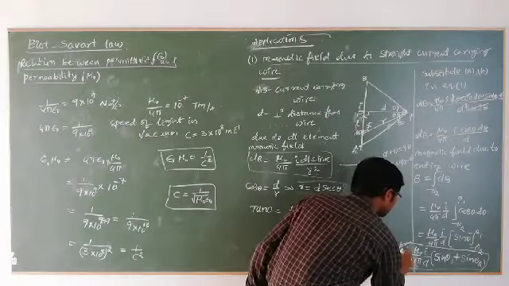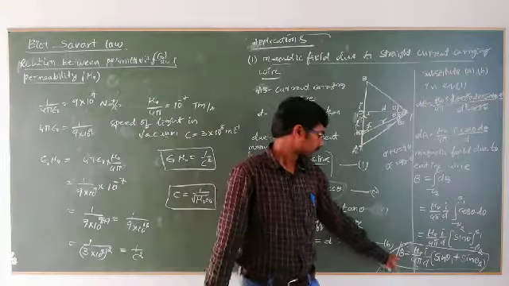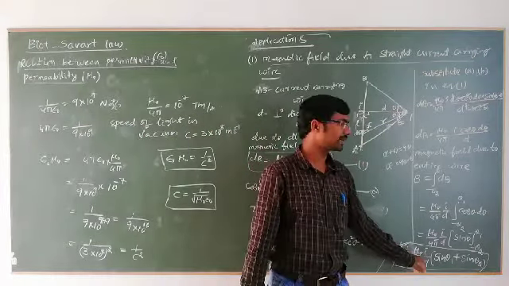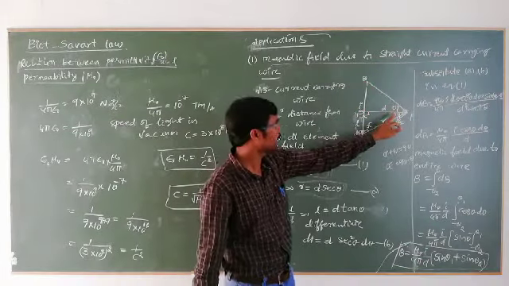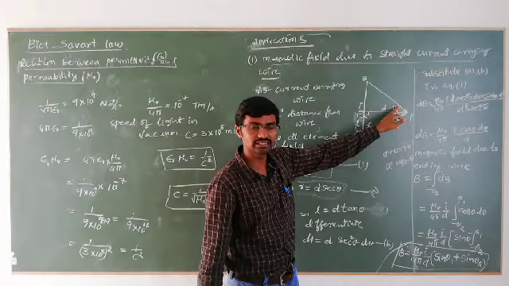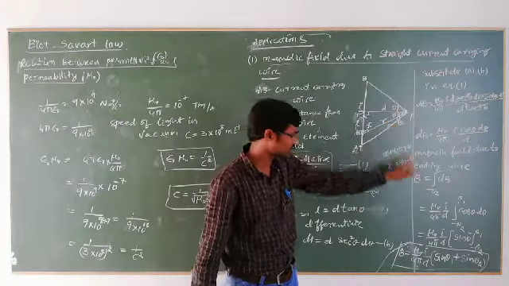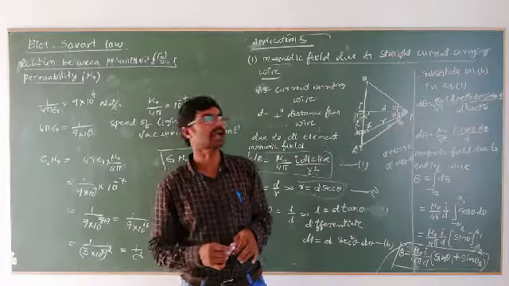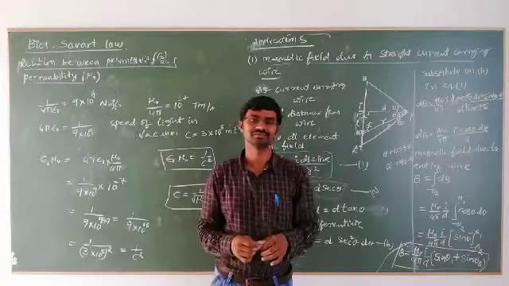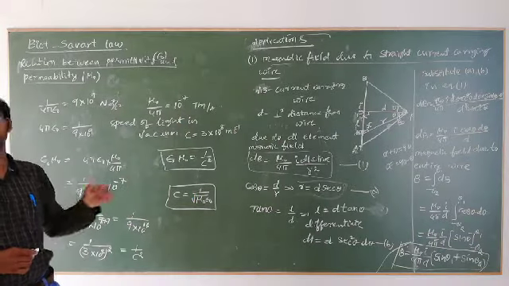A very important point, a very important application of the Biot-Savart law: B is equal to mu naught by 4 pi I by d into sin theta 1 plus sin theta 2. From this one, at this end, what is the angle from the perpendicular distance? And similarly, at this end, what is the angle from the perpendicular distance? Then sin theta 1 plus sin theta 2 is nothing but the magnetic field due to this current carried. Is it? I hope you understood well. Then let me continue to the next part.